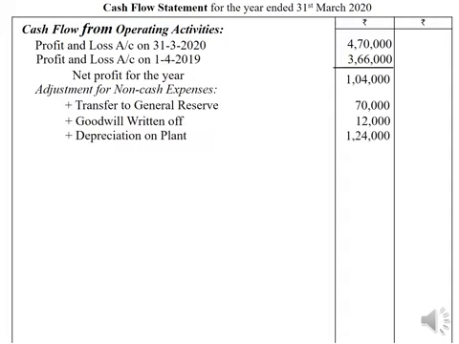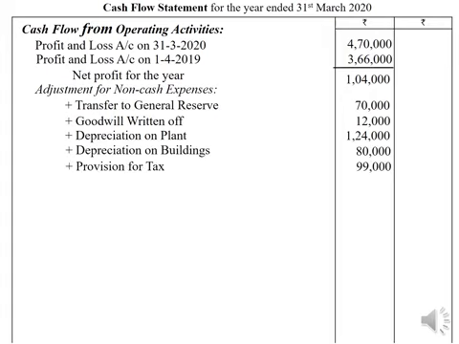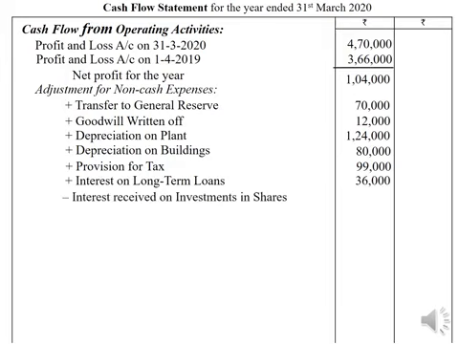Then depreciation on plant 1,24,000 computed 20% on opening balance. Then depreciation on building, balancing figure in the buildings account 80,000. Then provision for tax given in the problem 99,000. Interest on long-term loans is also given in the problem 36,000 has to be added. Then interest received on investment in shares of other companies 32,000 has been received.